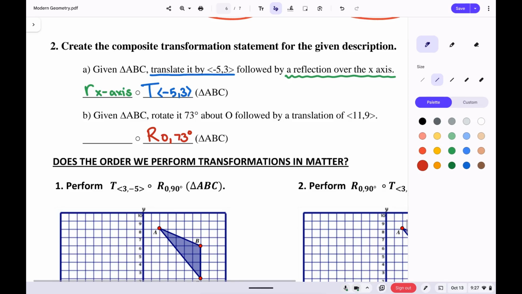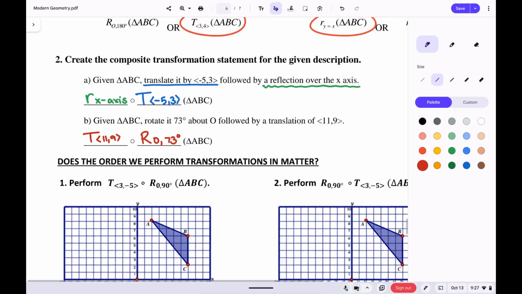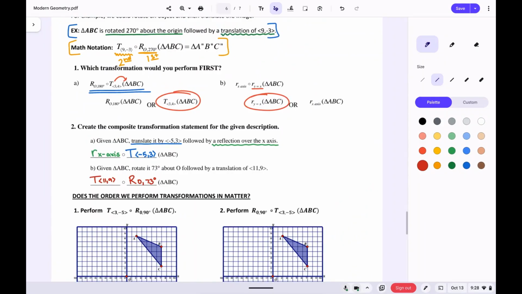And then in the first blank, what did you guys write? Keegan? Capital T and then the vector, and then 11, 9. Good. There you go. Okay. We good so far on reading the notation, guys?